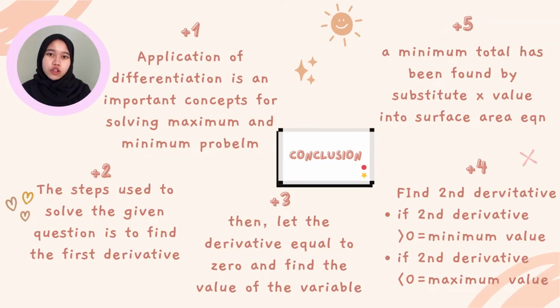Last but not least, after solving 2 questions, we can conclude that application of derivation is an important concept for solving maximum and minimum problems. The steps used to solve the given question are to find the first derivative, then let the derivative equal to 0 and find the value of the variable. Next, find the second derivative. If the second derivative is more than 0, it is a minimum value. If it's less than 0, it is a maximum value. The minimum or maximum total is then found by substituting the x value into the surface area equation.